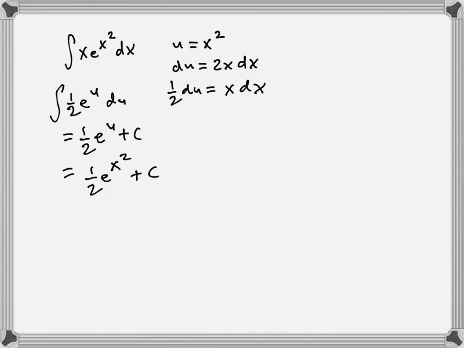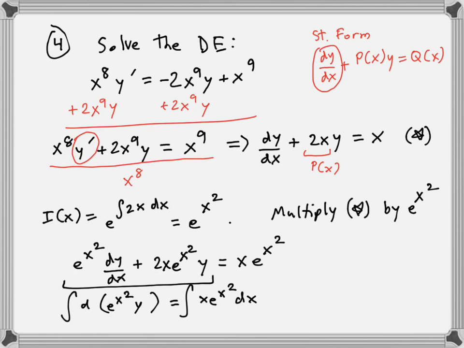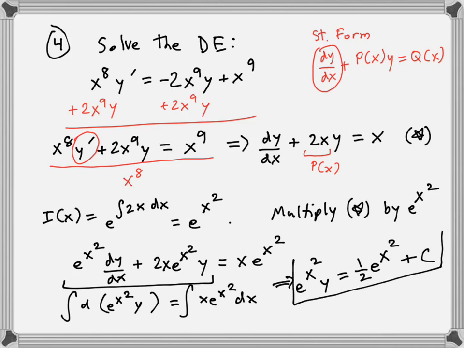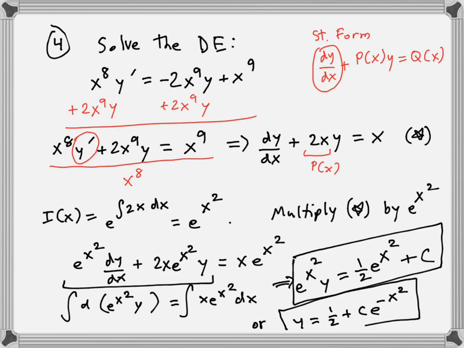So coming back to the other page, the integral of the left is just e to the x squared y, and on the right we get 1/2 e to the x squared plus c. So this is how we write our answer. Or if we want to divide everything by e to the x squared, we can, and we end up with y equals 1/2 plus c e to the negative x squared. Two ways of writing the answer.